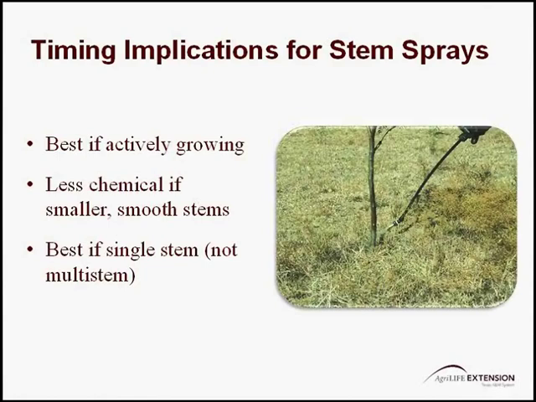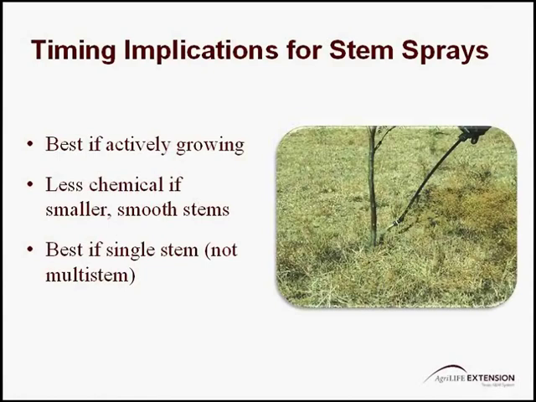Okay, so timing implications for the stem spray. Basically, it's nice because you can do this practice all year long. Although it's better, you might have better kill during the growing season. You can use less chemical if they're smaller stems and smooth. So, you know, as the plant grows, it gets a lot rougher bark on it. You're going to have to up your chemical percentage. And it's best if it's a single stem and not a multi-stem plant.